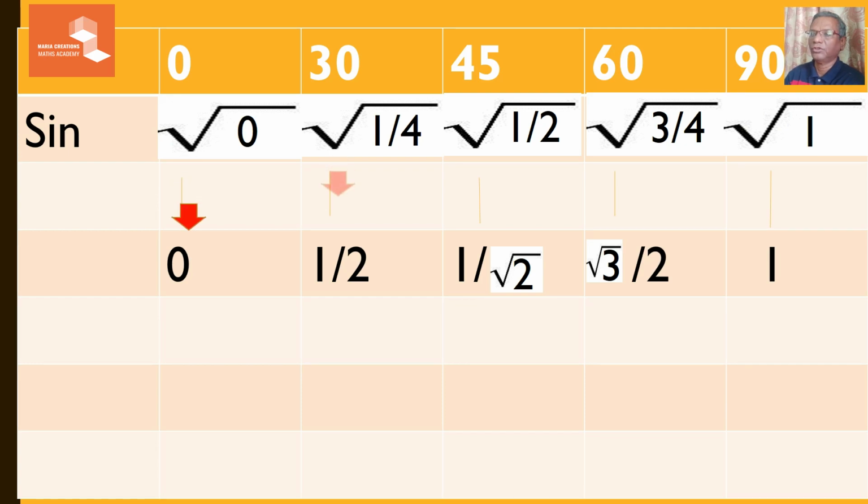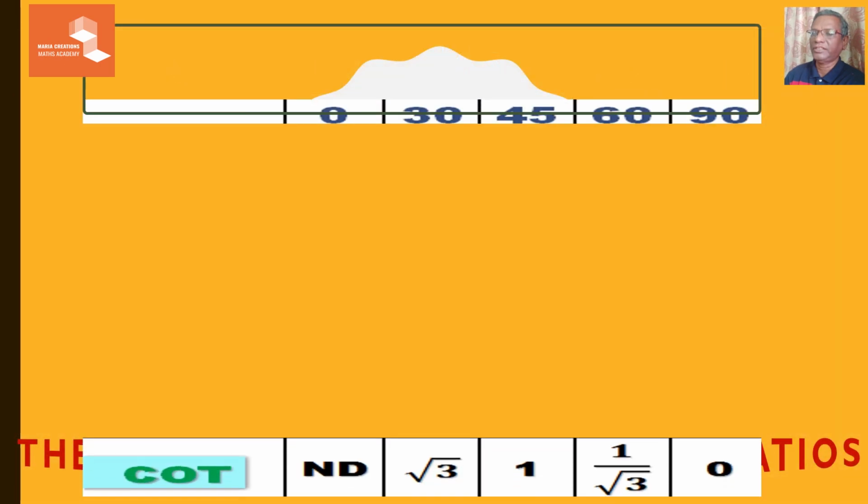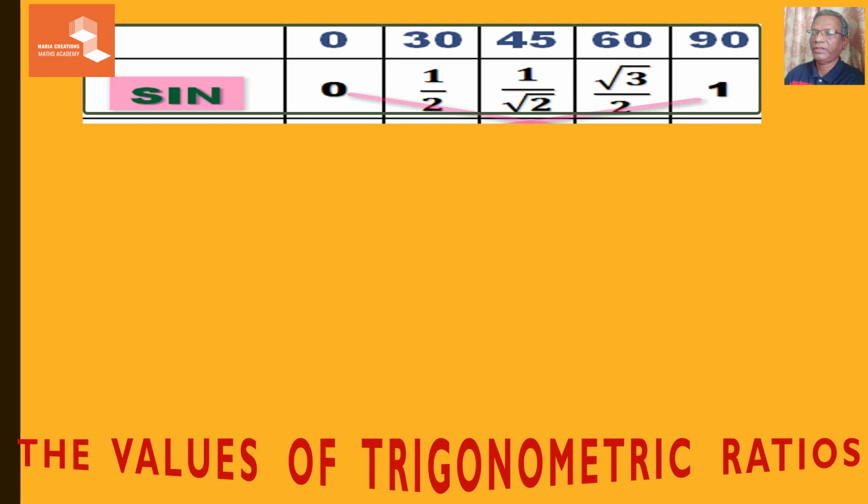Root 0 is 0, square root of 1 by 4 is 1 by 2, square root of 1 by 2 is 1 by root 2, root 3 by 4 is root 3 by 2, and root 1 is 1. Thus, sine 0 degree is 0, sine 30 degree is 1 by 2, sine 45 degree is 1 by root 2, sine 60 degree is root 3 by 2, and sine 90 degree is 1. Hence, try to learn this simple process, how to find the values of sine function.